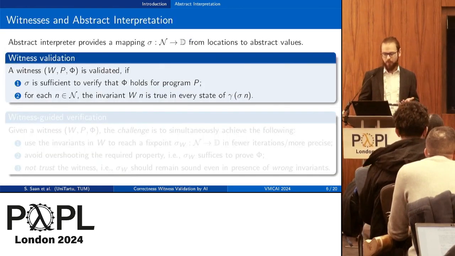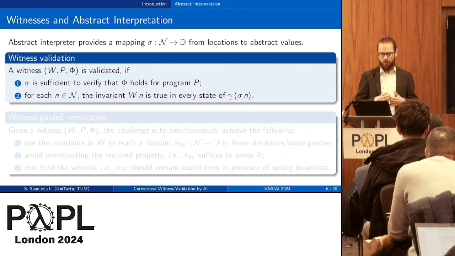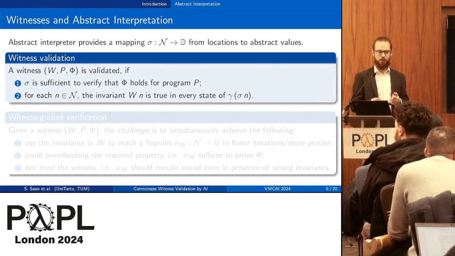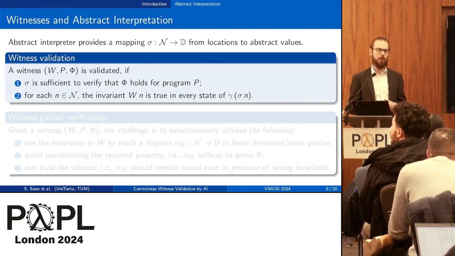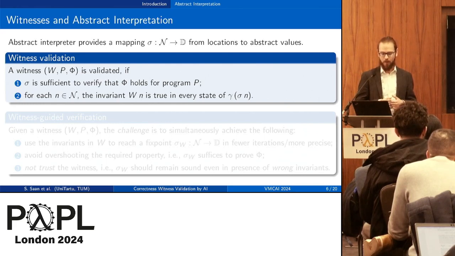And now we can think about witness validation again. A witness is validated if this computed sigma is sufficient to show that the property holds for the program, and for every location, the invariant is true in all the concrete states corresponding to the computed abstract ones. But this requires a concretization, which is maybe not very practical. So a realistic tool might evaluate these invariants abstractly instead, which is less precise but still sound. However, as it is formulated here, witness validation is simply extra work for the abstract interpreter. It also has to check the second condition.